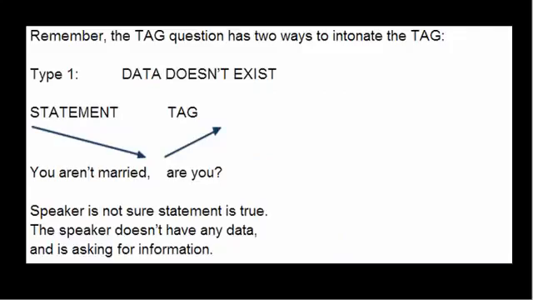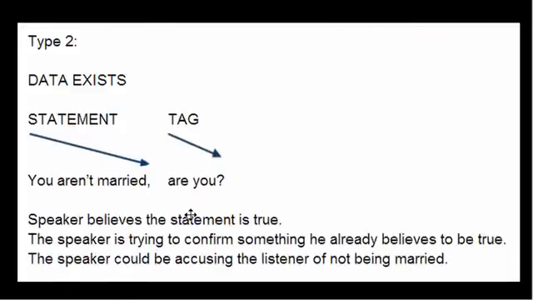Let's see, what else is it? So this is the first one. You aren't married, are you? I'm not sure if you're married. I don't have the data. I'm not sure if the statement is true. The speaker who says this doesn't have any data or information, and I'm asking you for the information. But in this case, you aren't married, are you? I believe this statement is true. I'm trying to confirm something that I already believe is true. And the speaker could be actually accusing the listener of not being married. You aren't married, are you? So it's an accusation.